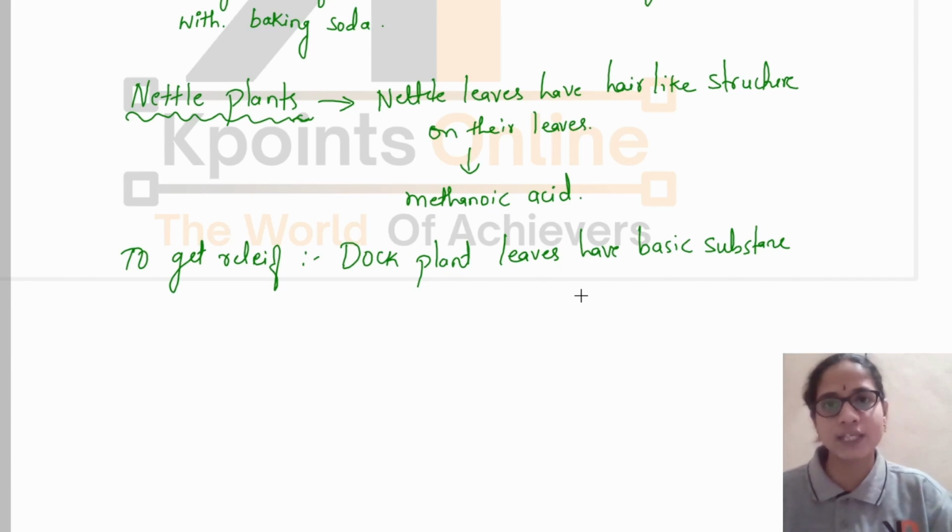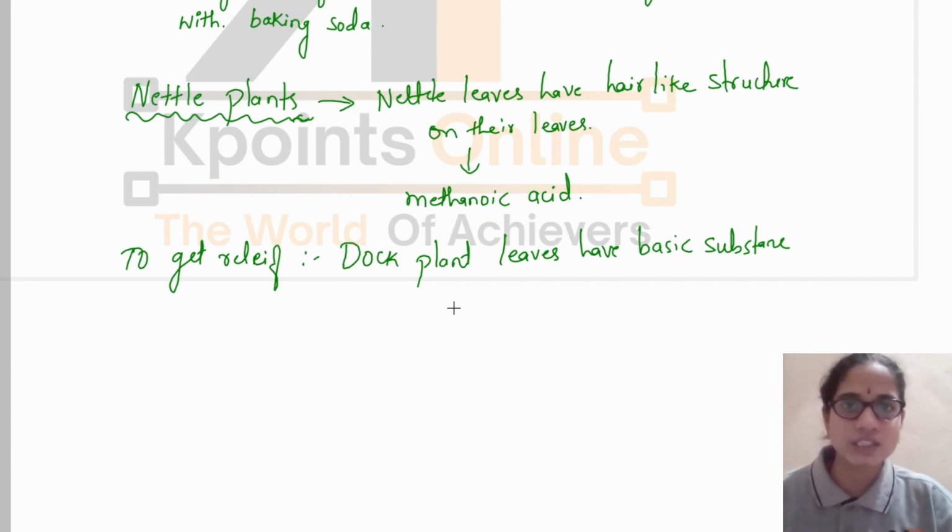Have you understood how the pH value plays a very important role in our daily life, and that we come across many instances where we have to apply the knowledge of pH value? With this, let us conclude today's session, and in tomorrow's session we will continue with the next part.